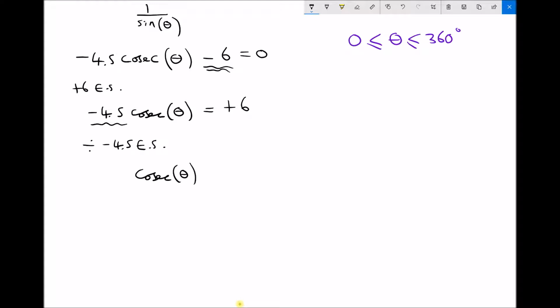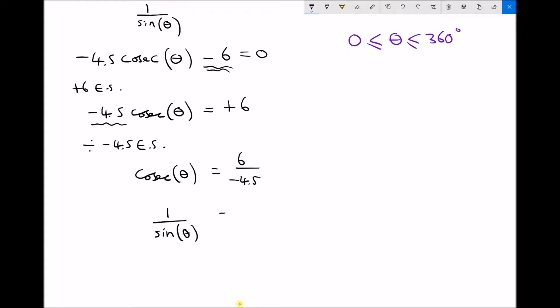And dividing the right hand side gives us 6 over minus 4.5. Now I could simplify that, but I'm not going to, and you'll see why in a moment. The next thing that we can do is replace cosec theta with 1 over sine theta. It's going to simplify things for us because we understand sine theta. We know what sine theta represents. So instead of cosec theta, we get 1 over sine theta.